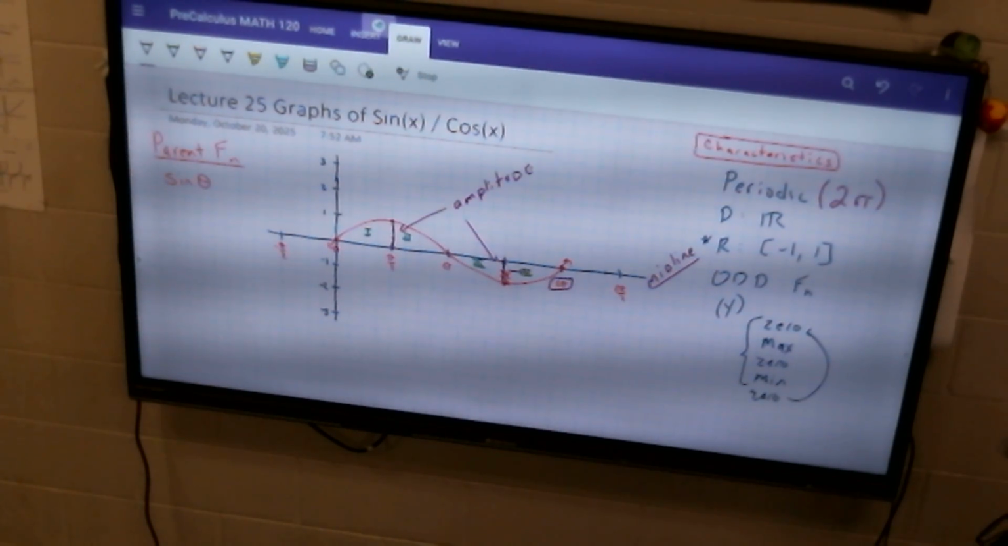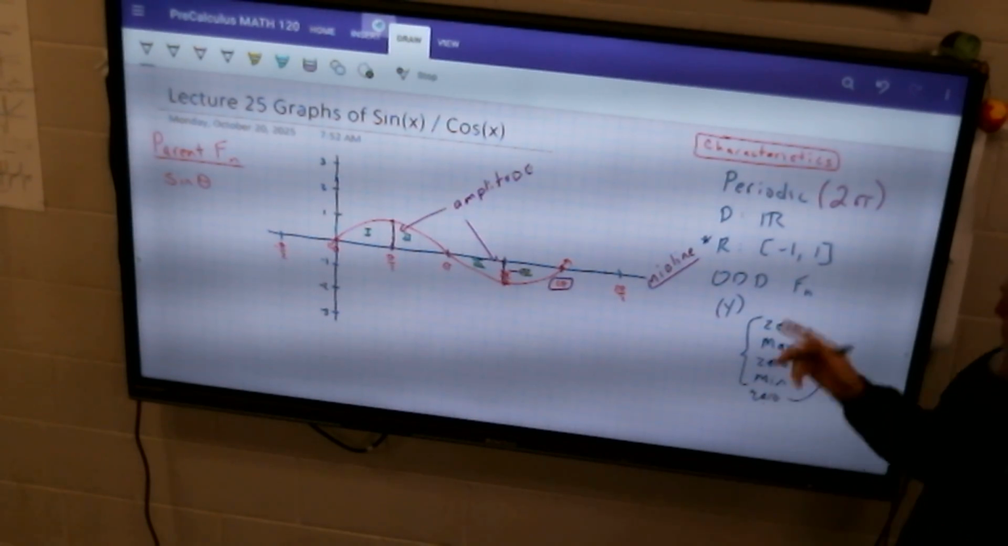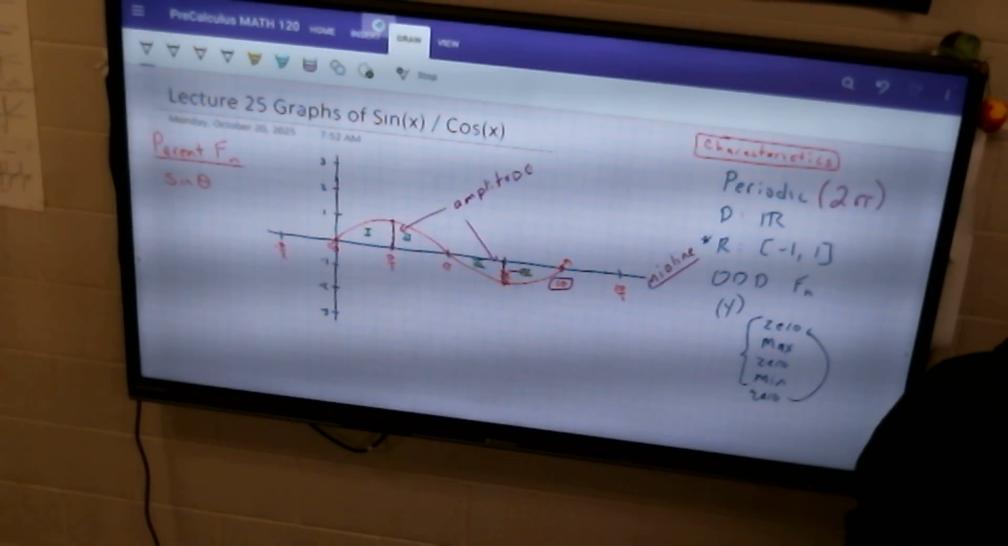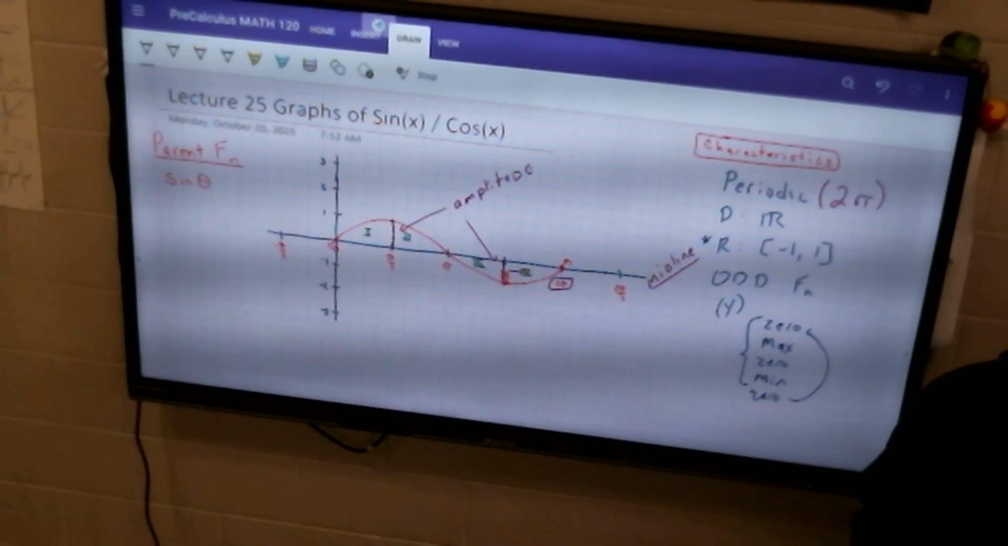Alright, so we've got our characteristics, we've got the sine graph. Questions on any of that? We gave you some new vocabulary words. We gave you periodic. Define periodic. We know it's 2 pi. What does it mean? Because we talk about the function's period a lot, so what does it mean?